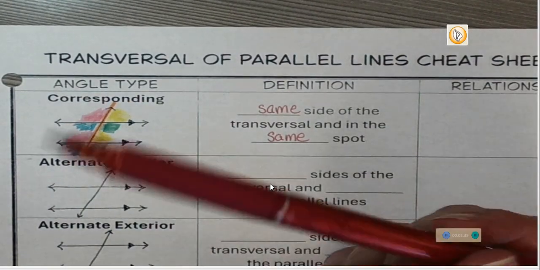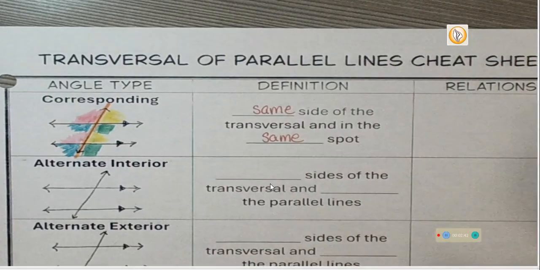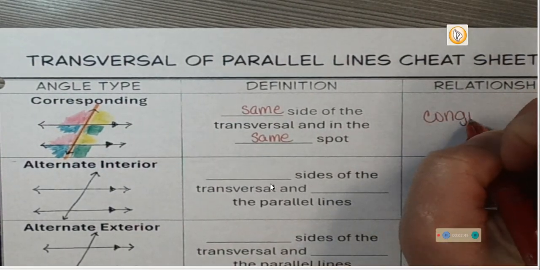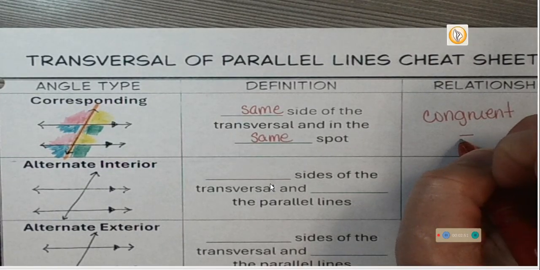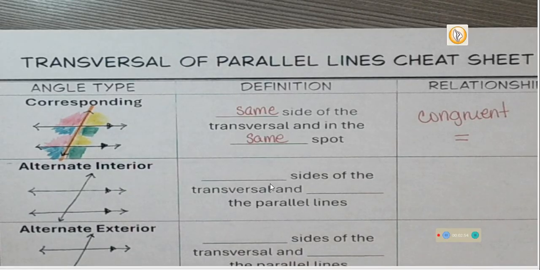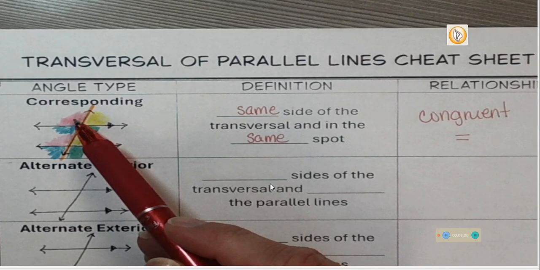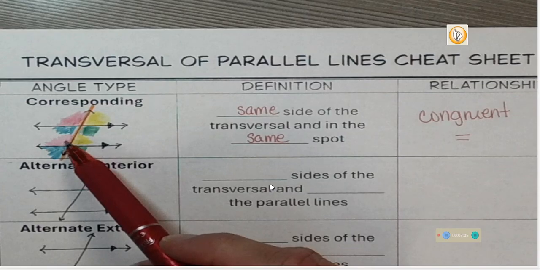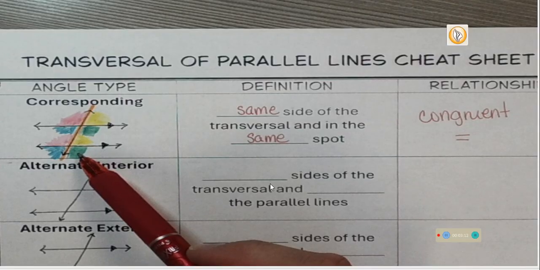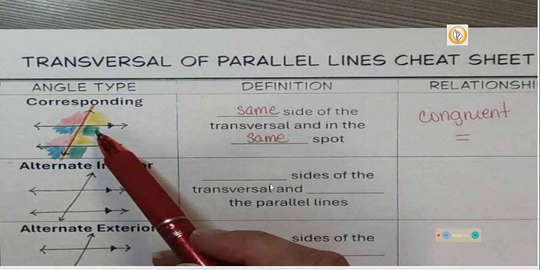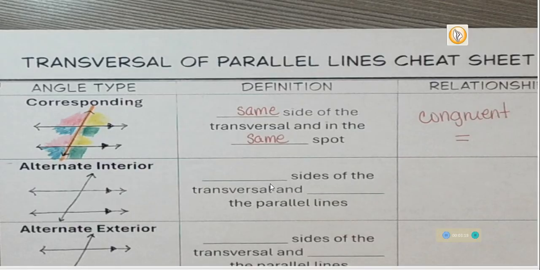Now, corresponding angles are congruent. What does it mean to be congruent? They are equal to each other. So the angle equals the angle. If I tell you the pink angle was, let's go easy, let's say 100, what's its corresponding angle? It's also 100. If this green angle right here is 105, what would this green angle be? 105. So corresponding angles are on the same side of the transversal and in the same spot.